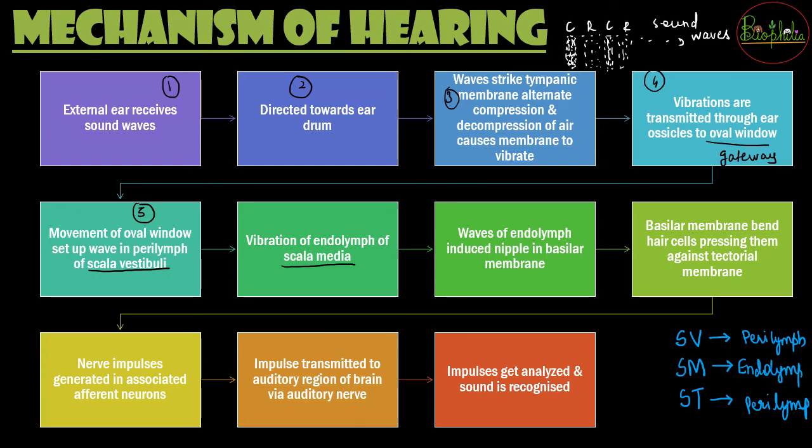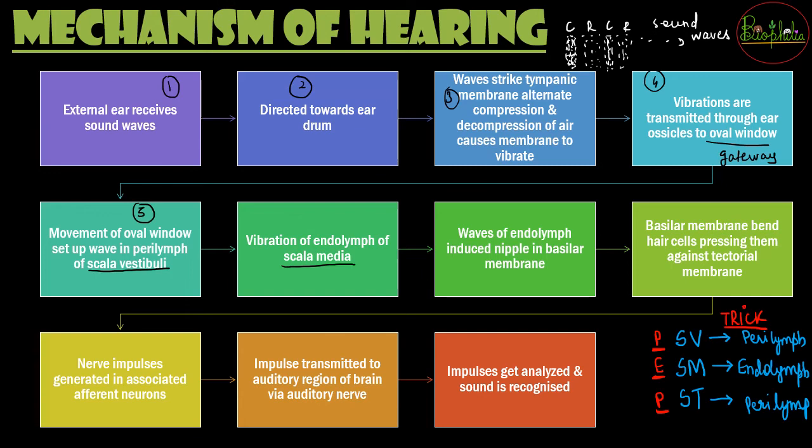Now how to remember that particular thing? So very simple, you have to remember PEP. यानी स्कूटी पेप होती है, TVS स्कूटी पेप, that is nothing but the scala vestibuli has perilymph, scala media has endolymph, and the scala tympani has the perilymph again.